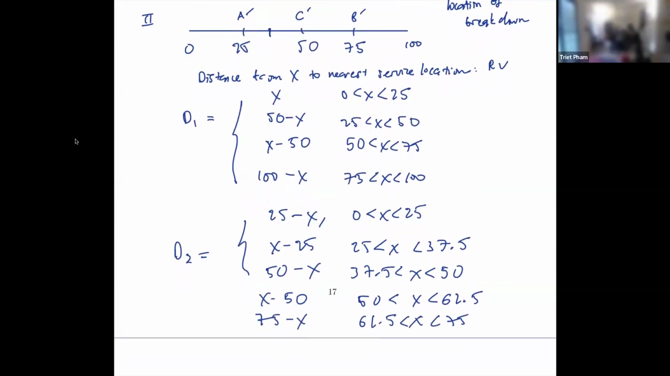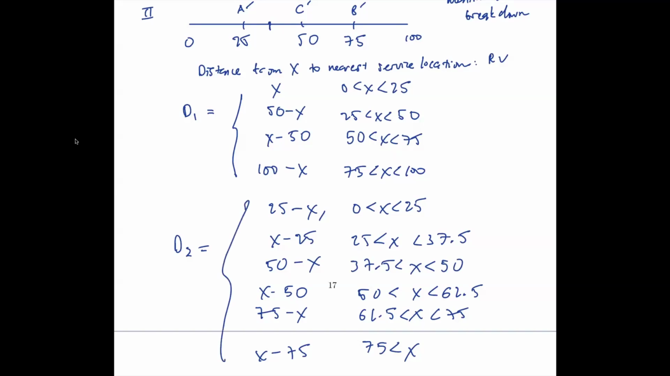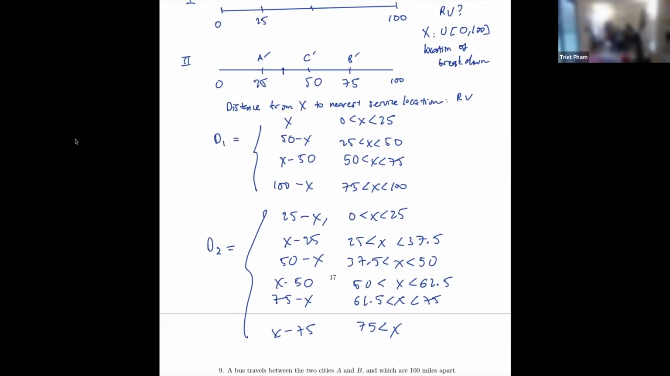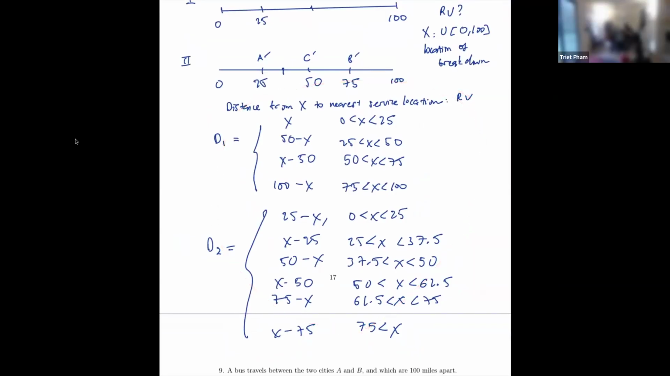And then we're not done yet, right? Beyond 75, x minus 75. Right? Yeah. All right, good. So these are the random variables, right? These are two random variables that describe the distance from x to the nearest service location. So we have described it completely.